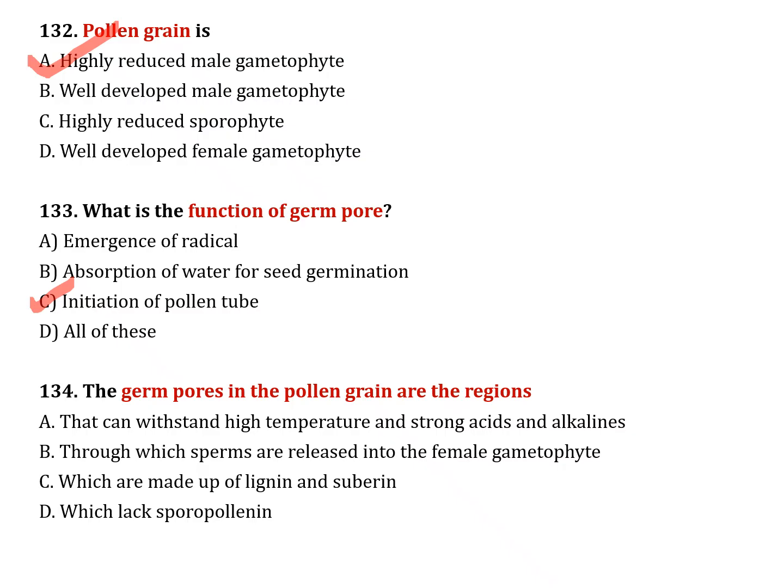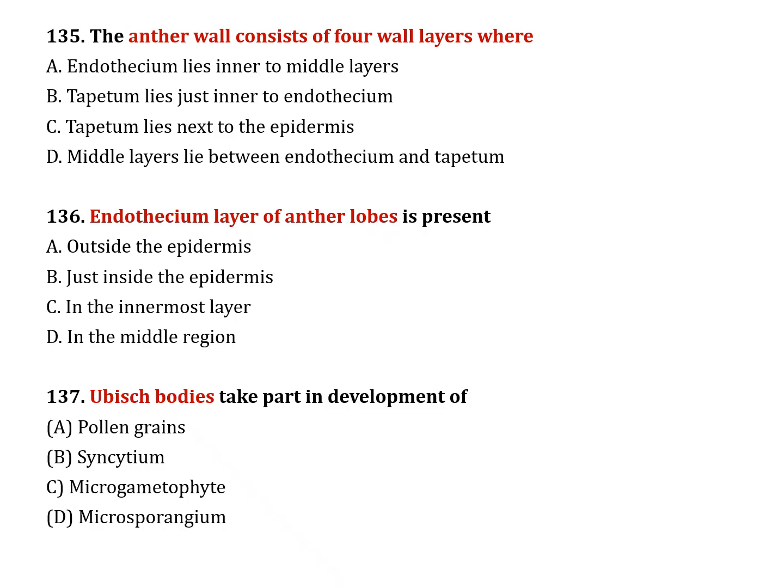The germpore in the pollen grain is the region option A, that can withstand high temperature and strong acids and alkalis. Option B, through which sperm are released into the female gametophyte. Option C, which is made up of lignin and suberin. Option D, which lacks sporopollenin. Correct answer is option D, which lacks sporopollenin. The next question, number 135.